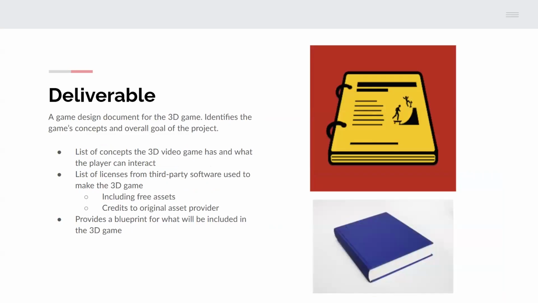The second one for my deliverable will be a game design document for my senior project to show the game's purpose and overall blueprint. So there will be a list of concepts for the 3D game and what the player can interact with, a list of licenses for the third-party software used to make the 3D game possible. This would probably include free assets as well as credits to the original asset provider, as well as the game design document providing a blueprint for what will be included in the 3D game.